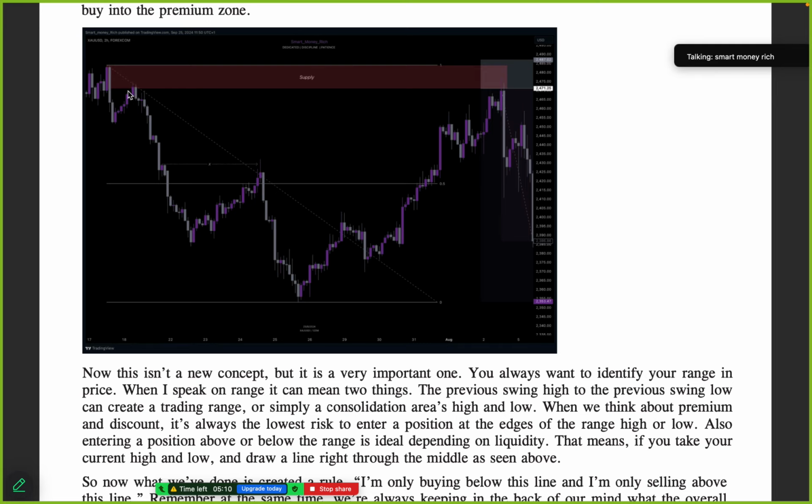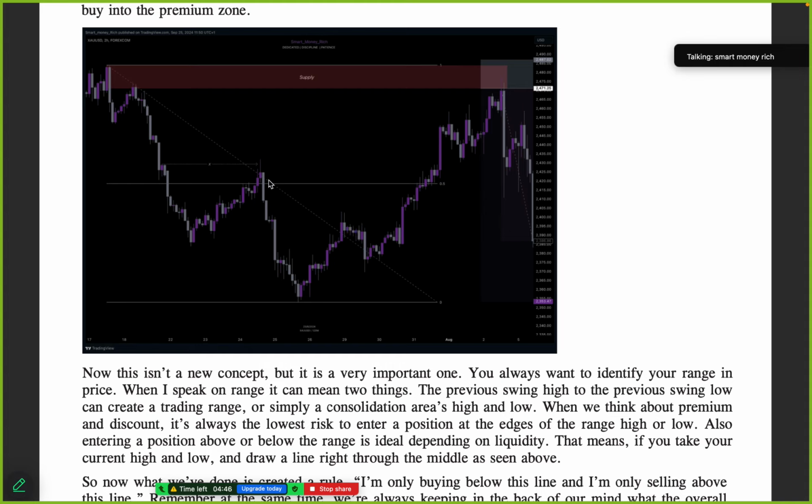So you see that when it was above the 50%, price sold. When it sold into the below the 50, when it got below the 50, price bought. Once it bought into the above the 50, it sold again below the 50. Once it came into this 50, that's when we started seeing the market buying.